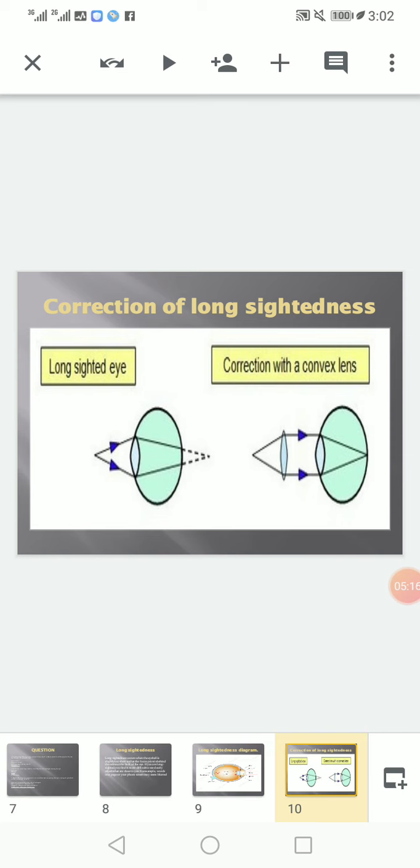Remember, in our previous class, we discussed refraction through lenses, and we discussed convex lens in detail as well as concave lens. So long-sightedness is corrected by the use of a convex lens.